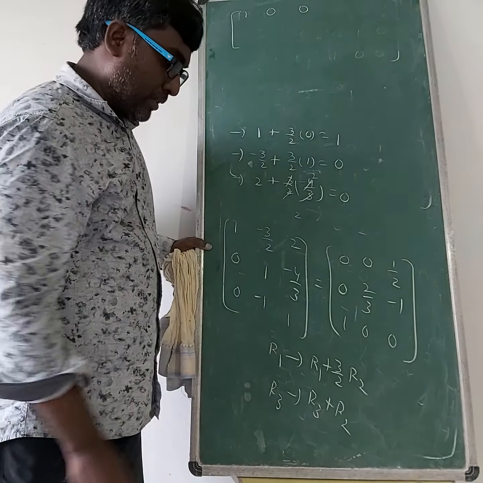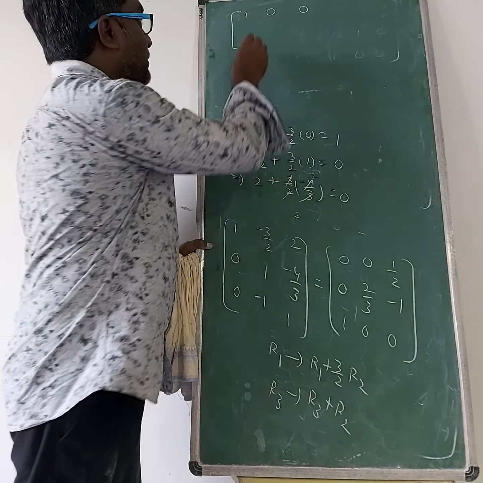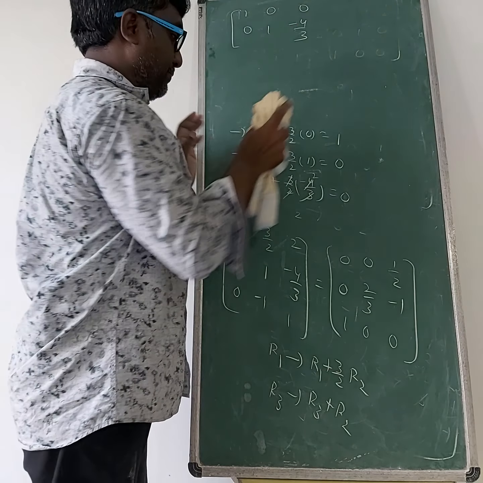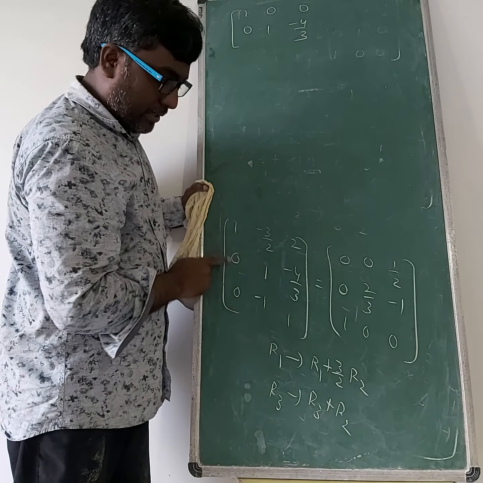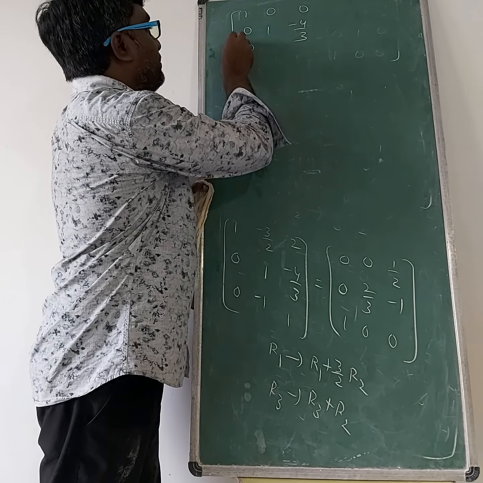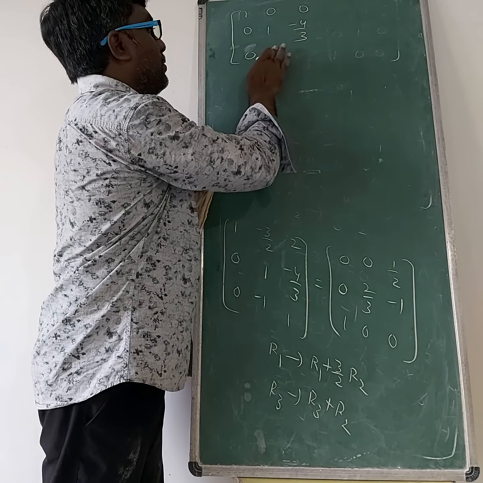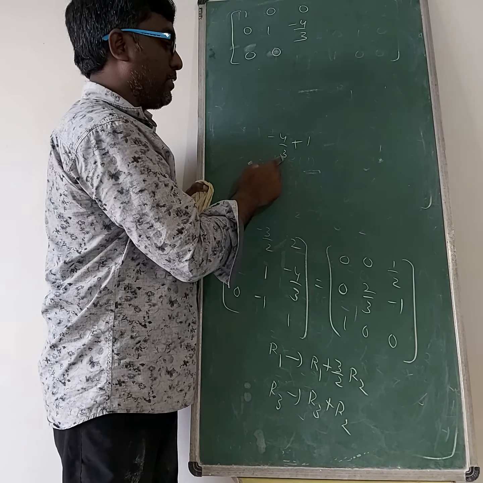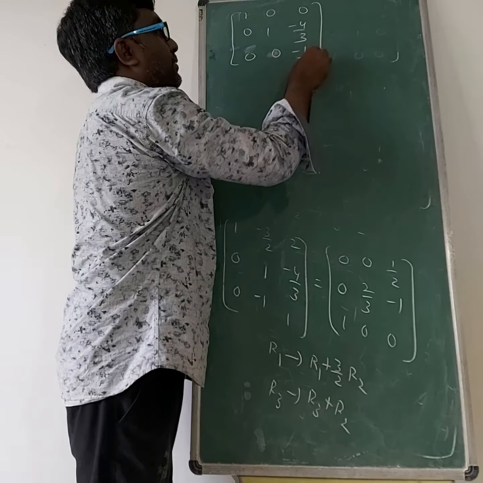Here R2, there is no change, as it is: 0 1 minus 4 by 3. Now R3 we have to change directly. R3 plus R2: 0 plus 0, 0. 1 minus 1, 0. Minus 4 by 3 plus 1, minus 4 plus 3, minus 1 by 3.